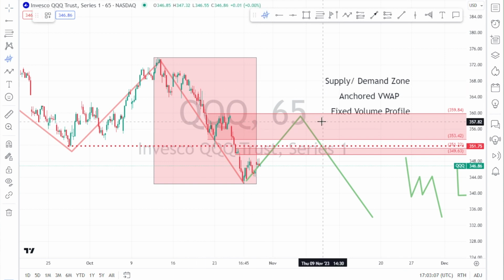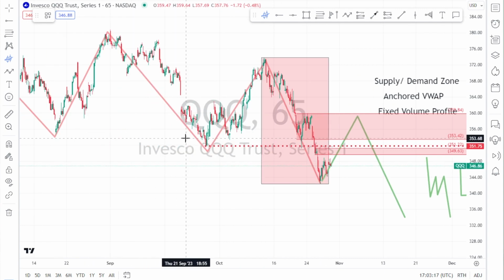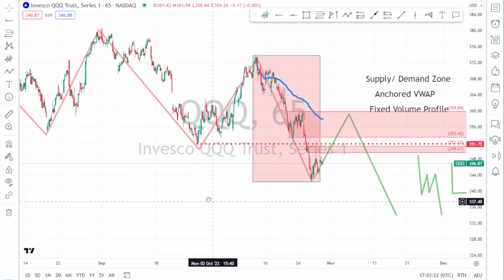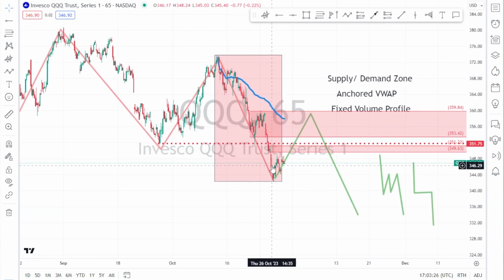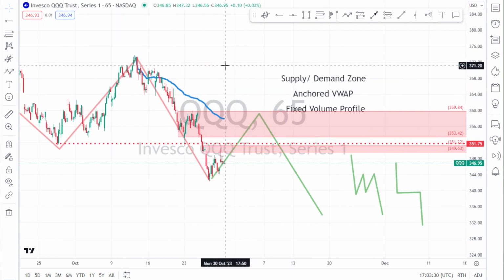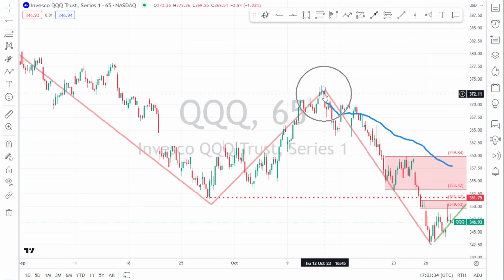Now, the important thing about the anchored VWAP is where you anchor it from. You can't just pick any random bar and anchor it. What you want to do, again in the context of the trend, is anchor it from the last swing high, so the beginning of the impulsive move down. All right, let me take this box off. And you can see here, I anchored it right from the peak right there.